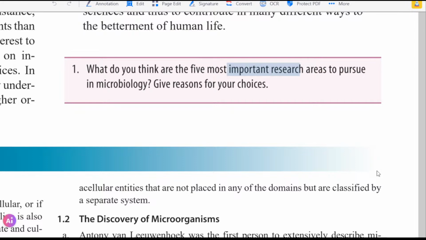Yeah, and the other one is cancer. What do you call it? Cancer microbiology? No, I forgot about it. So 5 most important. How many did I say? Medical, industry, genetics.